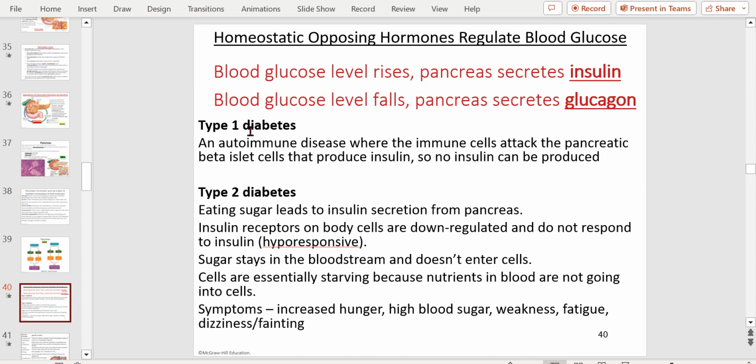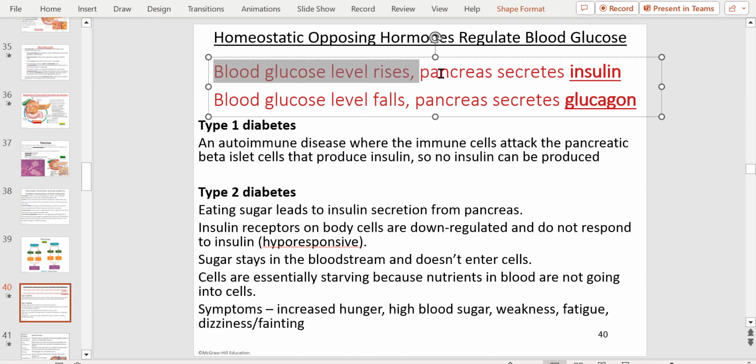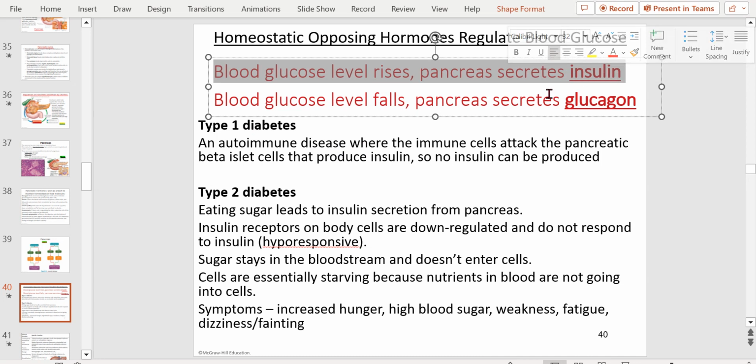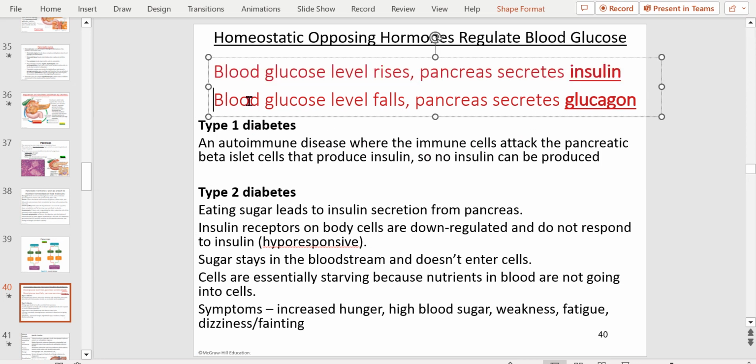Before we get to type 1, when blood glucose levels rise, the pancreas secretes insulin. When blood glucose levels fall, the pancreas secretes glucagon, to pull that sugar off the shelf and dump it back in the blood, raising the blood glucose level. Type 1 diabetes is an autoimmune disease where the immune cells attack the pancreatic beta islet cells that produce insulin. So this person cannot produce any insulin. It's usually diagnosed in children 8 to 10, somewhere in that range.